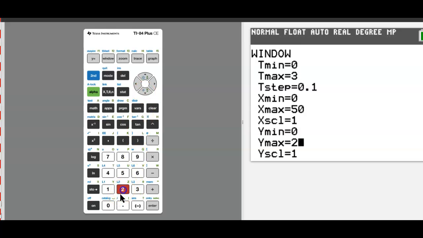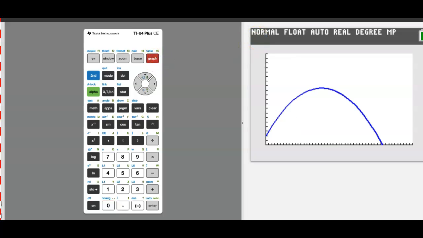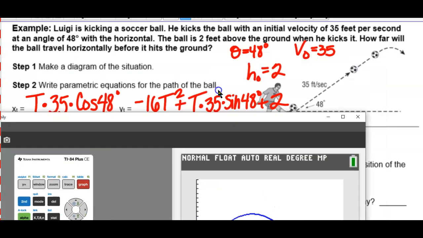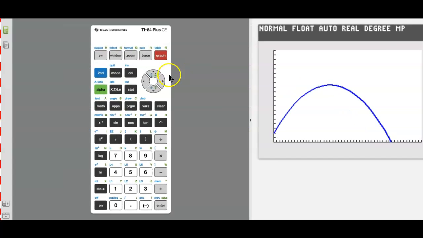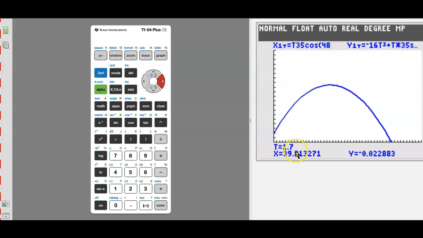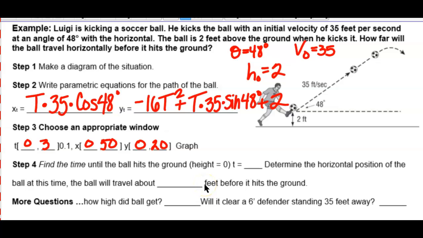And I was going to change this one to a little bit shorter. All right, now I am going to go ahead and answer all the questions. Find the time until the ball hits the ground. So what time is it when it finally gets to the ground over here? And we're not going to get super accurate with these. This is about as close to 0 height as I can get. So it took about 1.7 seconds, and it was about 39.8 feet away. So 1.7 seconds. At this time, the ball will travel about 39.8 feet, or almost 40 feet away.